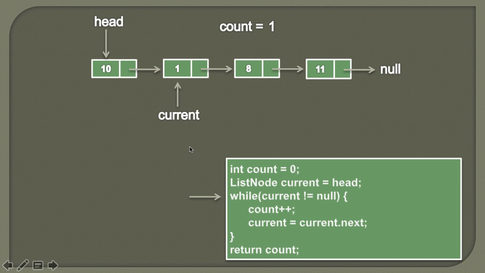So now we'll again check whether current is equal to null or not. Here you can see current is pointing to the second node having data as 1. Therefore it's not equal to null. So the condition in the while block comes out to be true. In the first step, we'll simply increment the count by 1. Moving ahead.